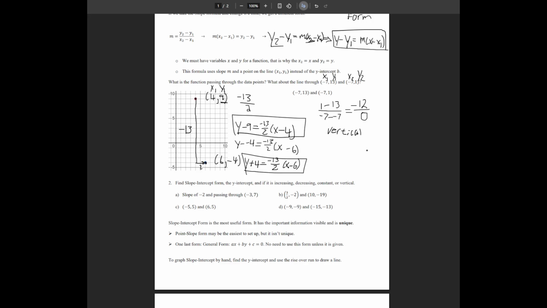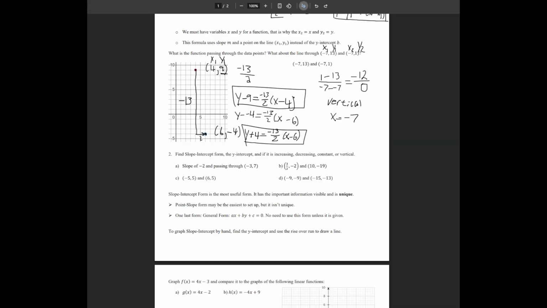We could attempt to write this in point slope form, but it wouldn't work out. Vertical lines, it would just be x equals some number. In this case, x equals minus 7. So we don't have a slope, can't write this in slope-intercept form or point slope form.